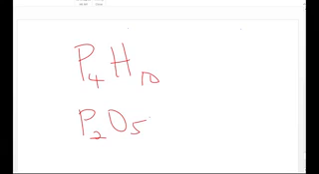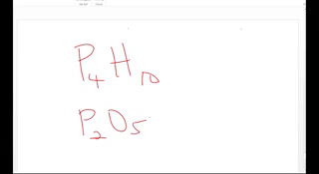Good. Now, this one is CO2. What is this called? Carbon(IV) oxide. It's also carbon dioxide. What about PBr5? Phosphorus pentabromide. Correct. SO2. What is that?